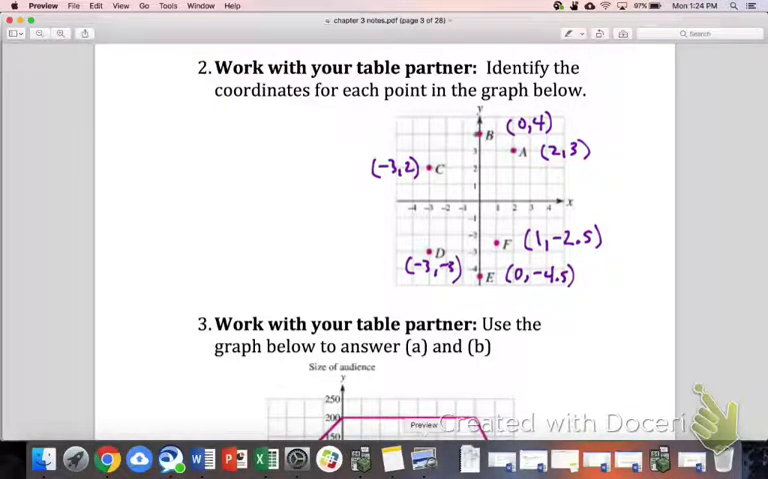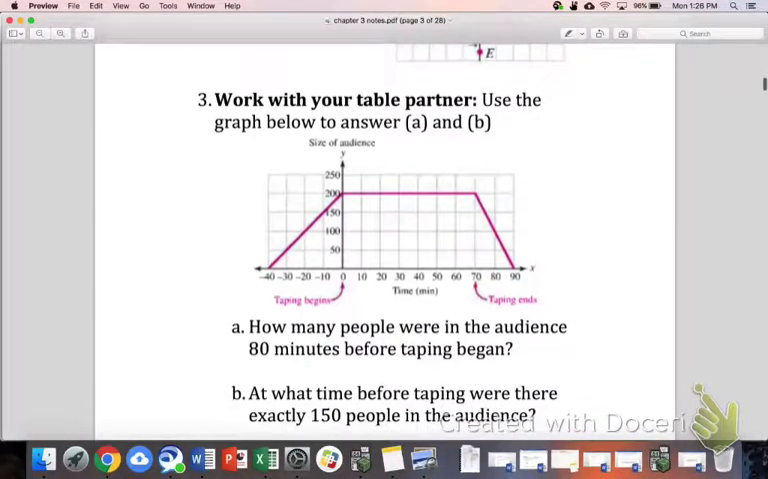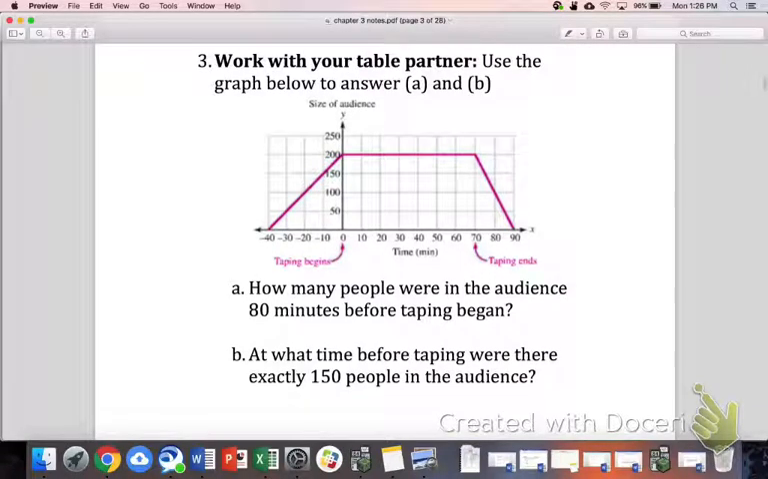Okay, fantastic. So got one left here, number 3. Again, it's a work with your table partner opportunity. Says use the graph below to answer questions A and B. So again, I'll let you guys work through this together with your table partner, come up with a good answer. We'll check it in a second.